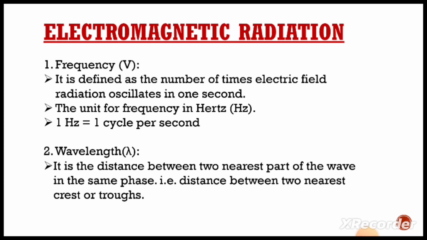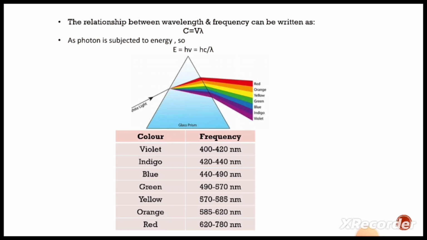Now I talk about wavelength. It is the distance between two nearest parts of the wave in the same phase, like the distance between two nearest crests or troughs. It is denoted by lambda. The relationship between wavelength and frequency can be written as c = ν λ. As a photon is subjected to energy, E = hν, so hν = hc/λ, so that ν = c/λ.